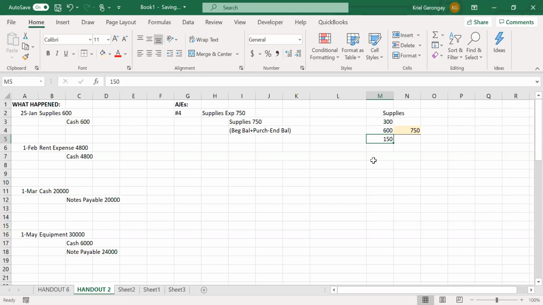If you continue reading on number 4, a physical count on December 31st showed $150 of office supplies on hand, which means the 150 indicates your ending balance after you've used or expensed everything throughout the year, because it happened on December 31st. In case you are wondering, the beginning and ending balances are always given in the problem.